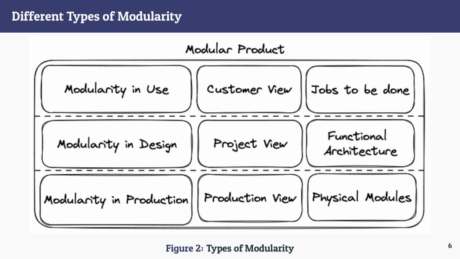There are different types of modularity. Modularity in use means that customers can customize or configure products according to their needs or preferences. Modularity in design means that designers can create different products by reusing or modifying existing modules, like IKEA furniture. Modularity in production means that producers can manufacture different products by using common processes or resources.